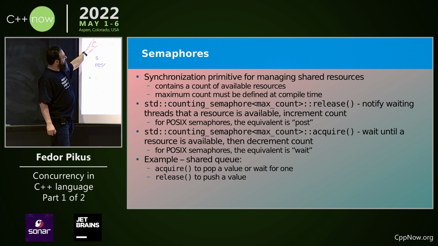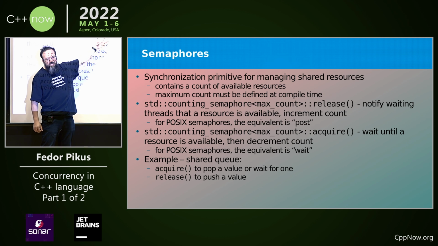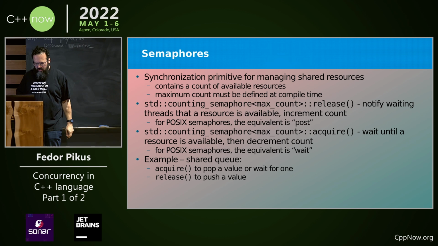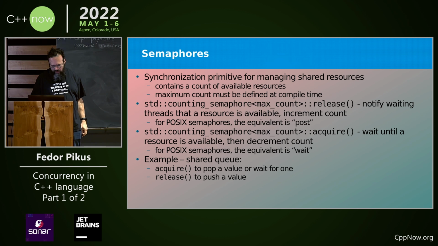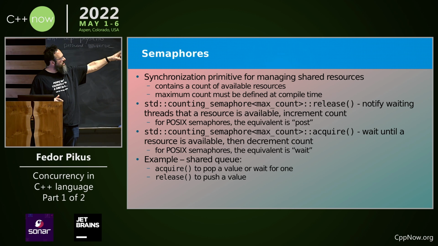You construct the semaphore, and in this particular semaphore you have to give it max count as a type. There is a default for that, which is implementation specific. Now, it has 2 members. Well, it has more than 2, but the 2 interesting ones: acquire and release.